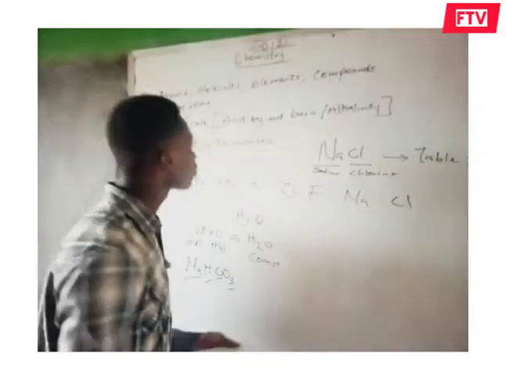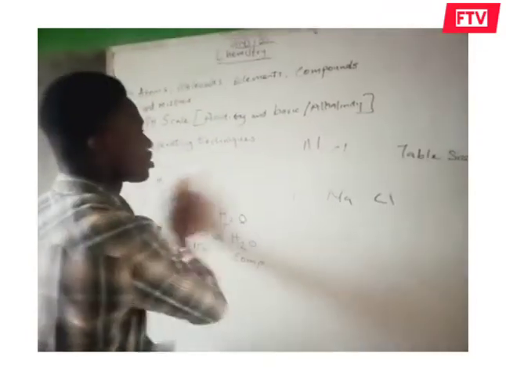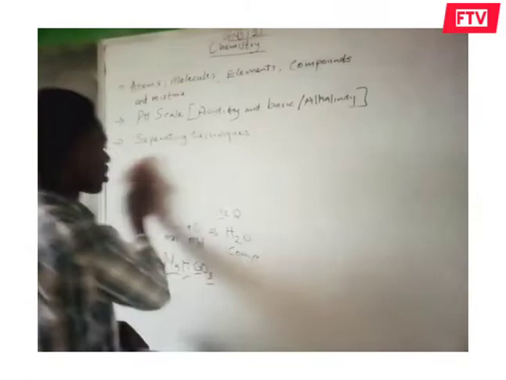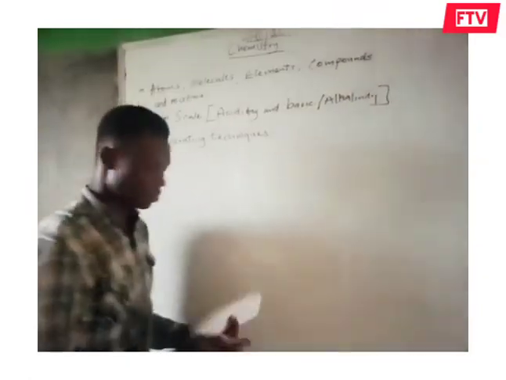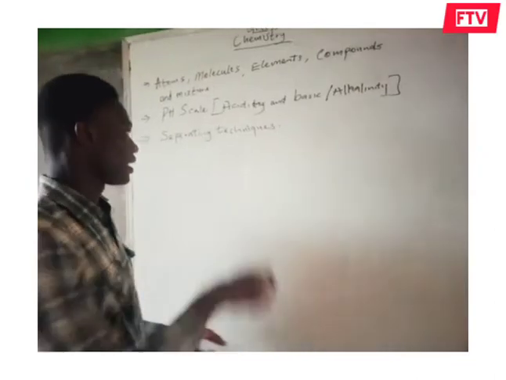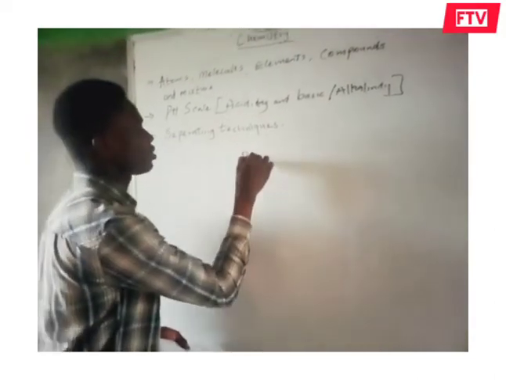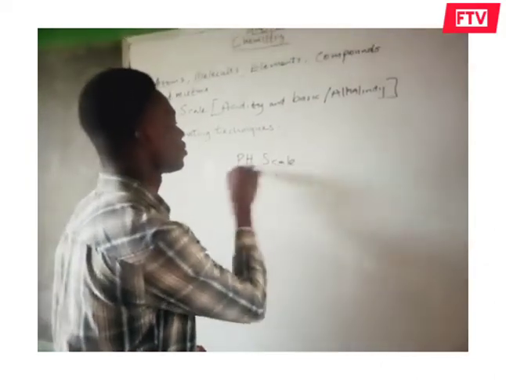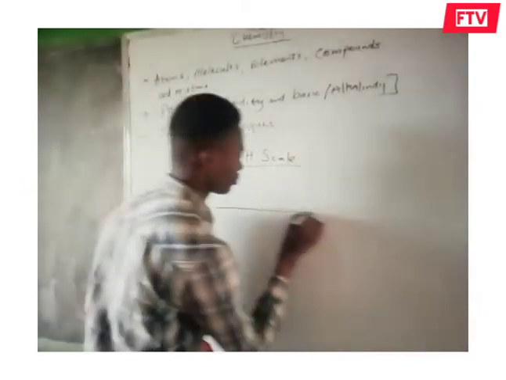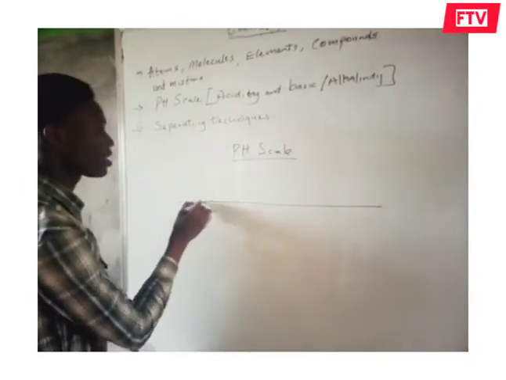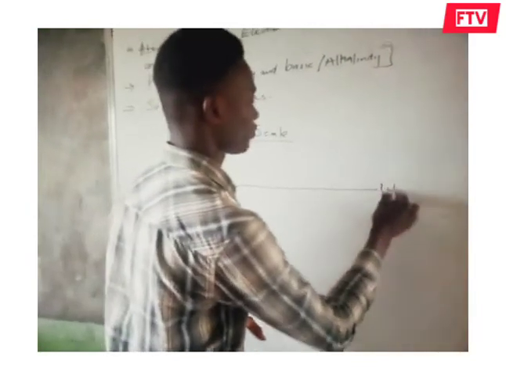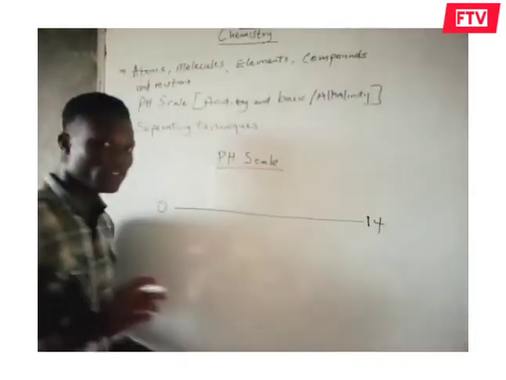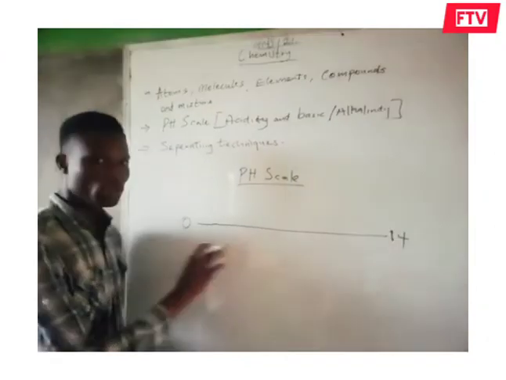And that is that. So let us go to the pH scale. The pH scale is very, very simple. This is how it looks. We have a straight line like this. The pH scale ranges from 0 to 14. Let us note that. The first thing is that it ranges from 0 to 14.